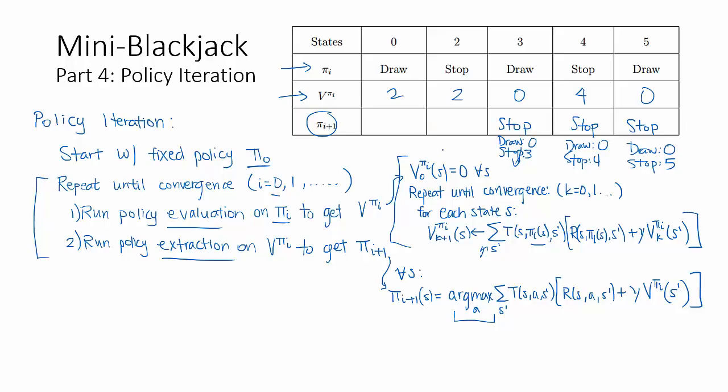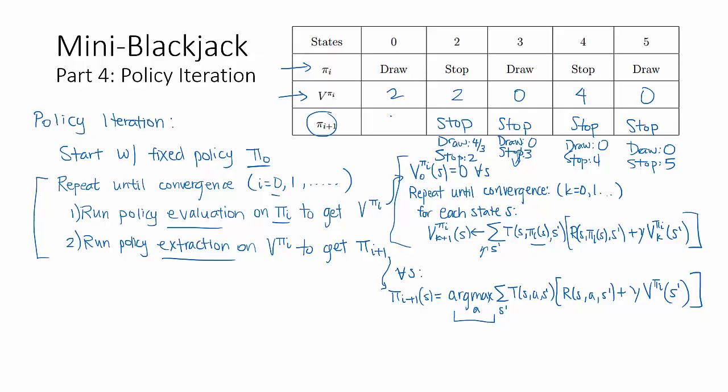For state 2, we can continue stopping and getting a reward of 2, or we can try drawing. If we draw, 1/3 of the time we land at state 4, 1/3 of the time we land at state 5, and 1/3 of the time we land in the done state. Landing at 5 and the done state give us no utility, and landing at state 4 gives us a reward of 4. So on average, we get an expectation of 4/3. 2 is higher than 4/3, so we'll choose stop here.